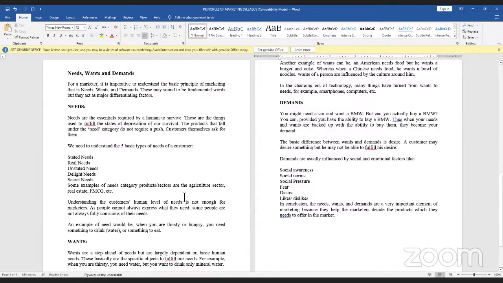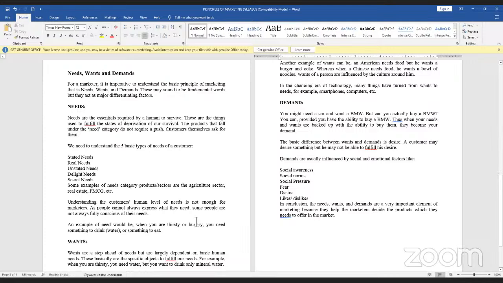Okay, so for a marketer, it is very important to understand the basic principles of marketing, that is need, want, and demand. He should understand the differentiation between these three. These are the basic fundamental words that play an important role in marketing and also make a differentiation. So let us see about these terms.